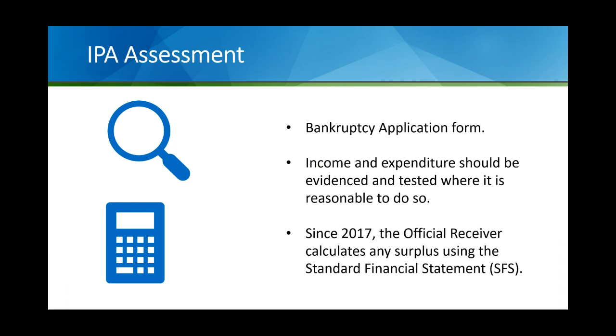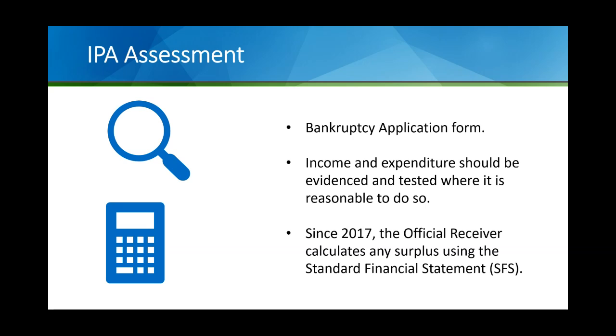So in L1 cases, we use information from the bankruptcy application form. The income and expenditure is evidenced and tested where it's reasonable to do so. For example, we've had a couple of questions, house or car insurance. Now, that would be included normally in a person's bankruptcy expenditure. We would include that. If it was a high amount, we would ask for evidence.